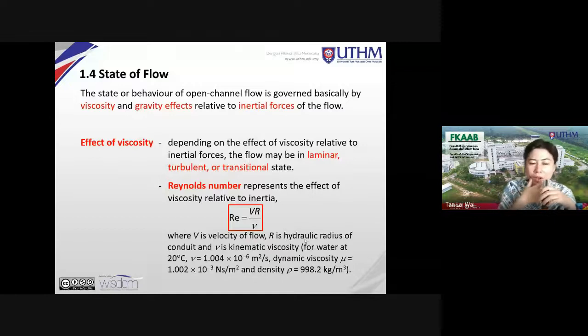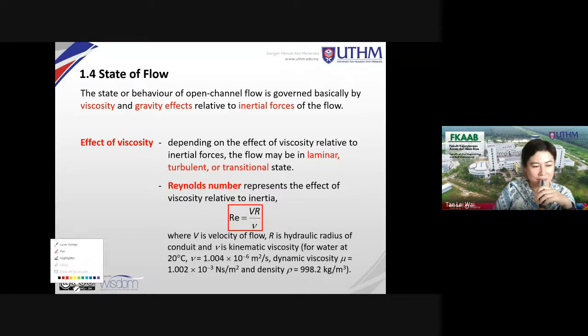So kinematic viscosity is given for water at 20 degrees Celsius. Kinematic viscosity is given as 1.004 times 10 to the power of minus 6 meters squared over second. Now, what is the relation? If I'm not mistaken, last time in our pipe flow we used rho VD over nu. Sorry, over mu, mu is this one, this guy here.